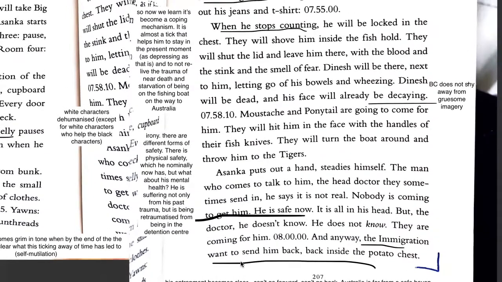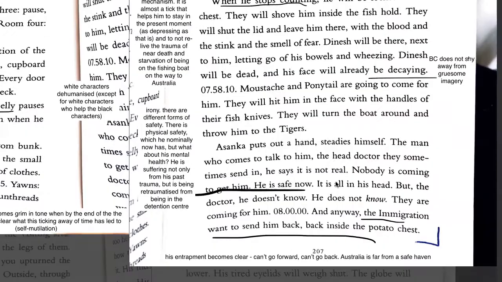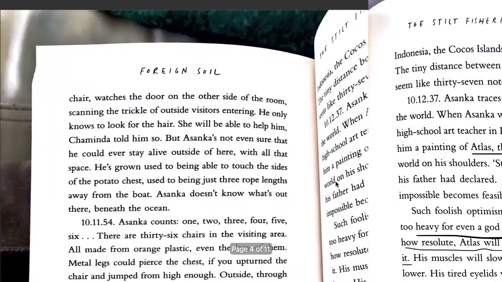And anyway, the immigration wants to send him back inside the potato chest. So I think this is our first point that we start to get a sense that he is starting to lose a grip on reality at this point. Maybe immigration has told him they might be sending him back. They might be processing his claim and have decided he's not a genuine or a valid or legal asylum seeker. But the potato chest is what the Tiger Army put him in. So for him, the oppressors back home and the oppression of Australia have sort of become synonymous at this point, which is a real indictment on Australian society that Beneba Clark is making.